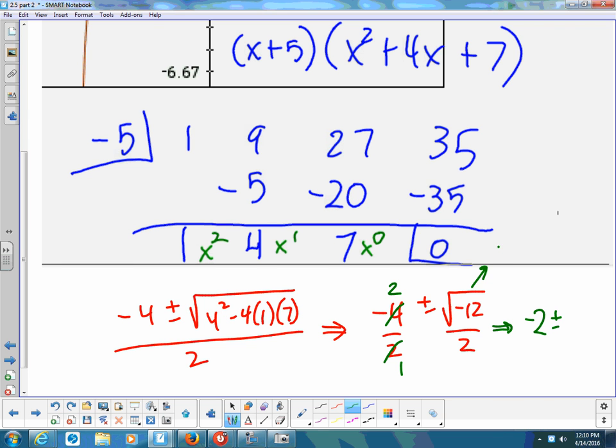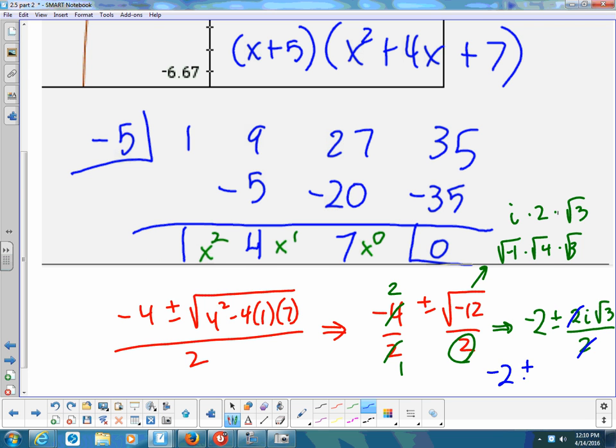If I simplify that, isn't that square root of negative 1 times square root of 4 times square root of 3? So that's going to be i times 2 times square root of 3, which gives me a 2i radical 3 over this 2 here, right? And so this 2 can now divide out with this 2. I'm getting negative 2 plus or minus i radical 3 as the remaining 2 zeros. And they are imaginary. Are we okay with this?